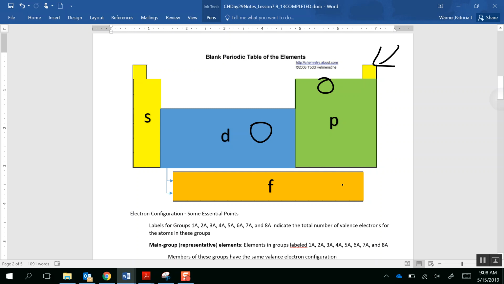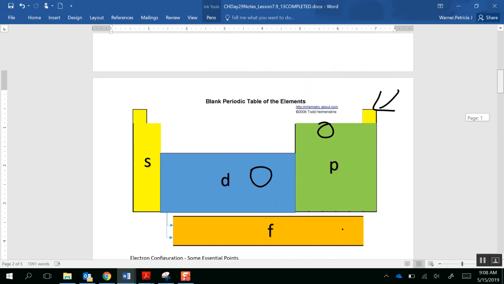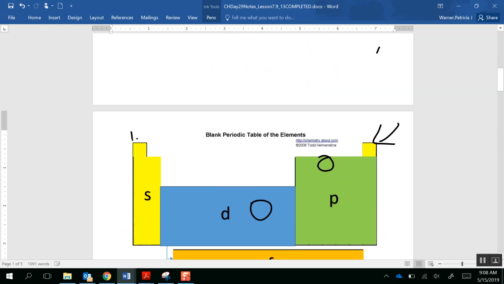Electron configurations. Before we start those, some essential points. Labels for groups 1A, 2A, and so on indicate the total number of valence electrons for the atoms in this group. A lot of periodic tables will have at the top of the groups 1A, 2A, and then you go over here to 3A and so on up to 8A. And then here, these are your B groups. Those numbers in front of the A will indicate the number of valence electrons.